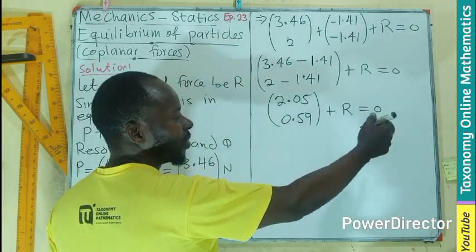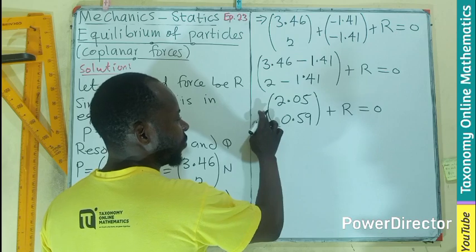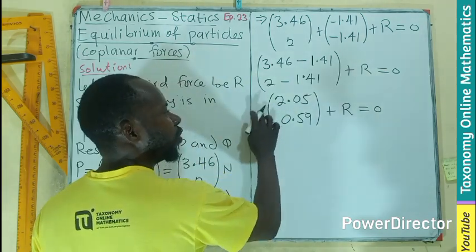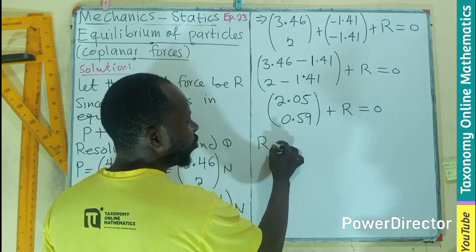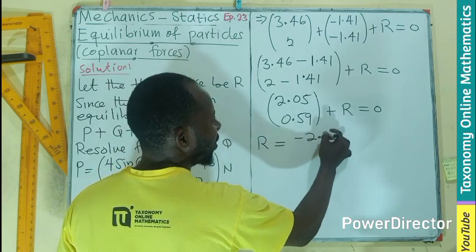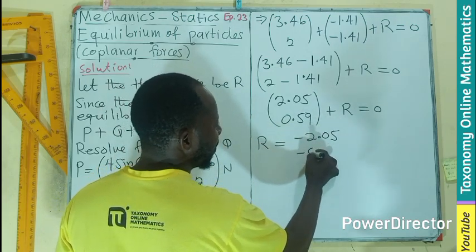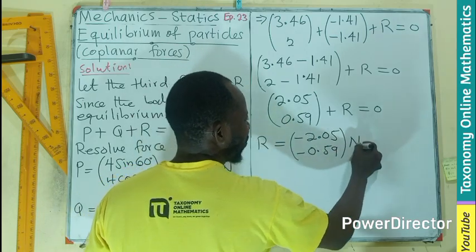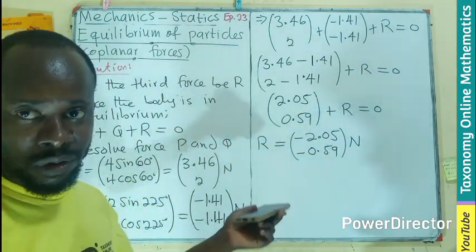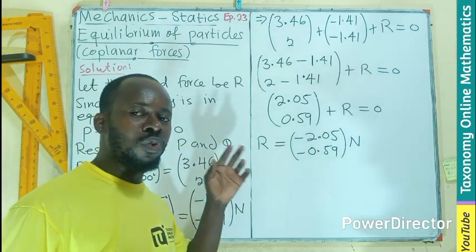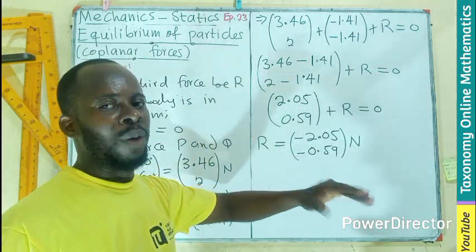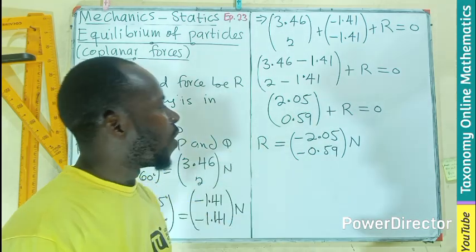We need this, so we transpose this. It's going to be negative from here. This positive, when we move it here, becomes negative in front. So that gives you R equals negative 2.05, negative 0.59. This is the force which, when added onto the first two forces, will keep the body in equilibrium. But we are asked to find the magnitude of that force.